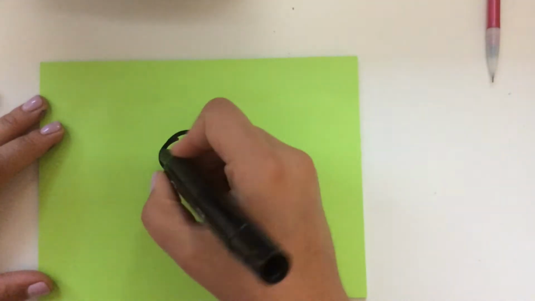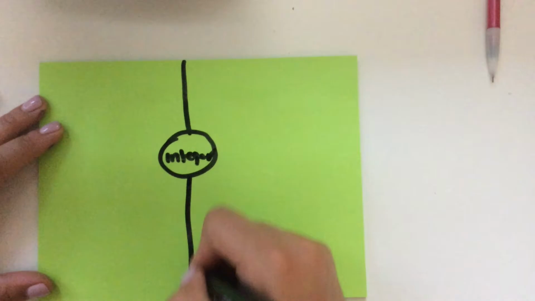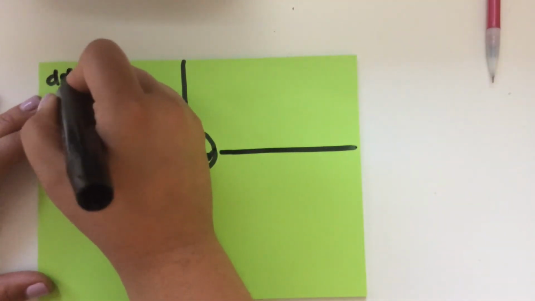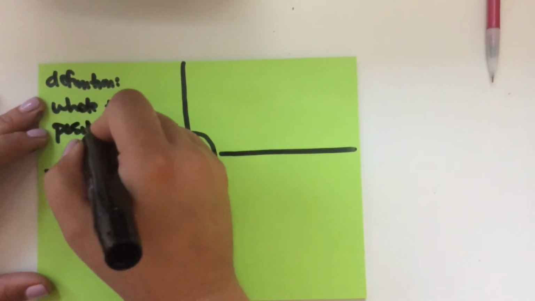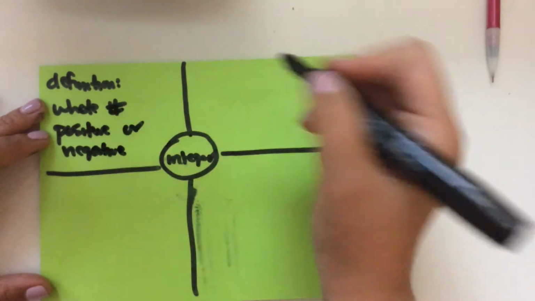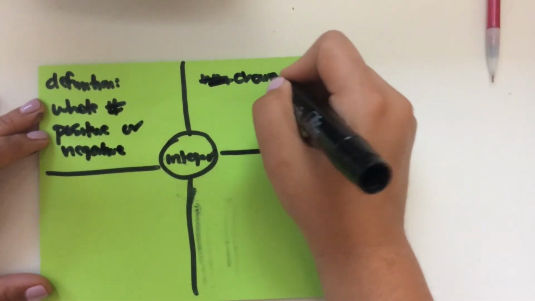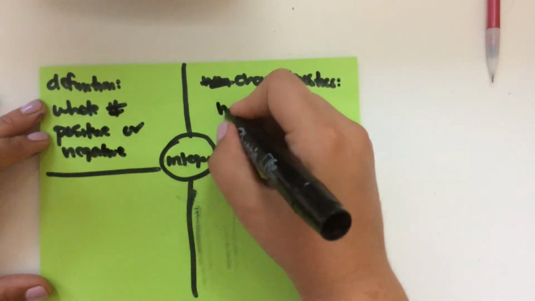Okay, turn to page I in your glossary. The next vocabulary word is integers. In the top left, our definition of an integer. It's a whole number, could be positive or negative. In the top right, characteristics of integers, there's no fractions or decimals.